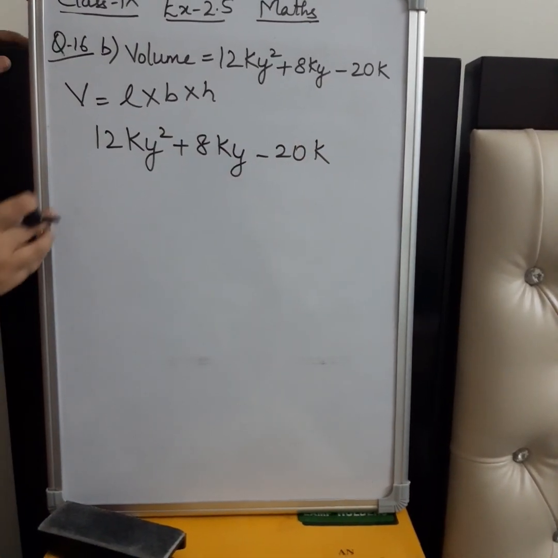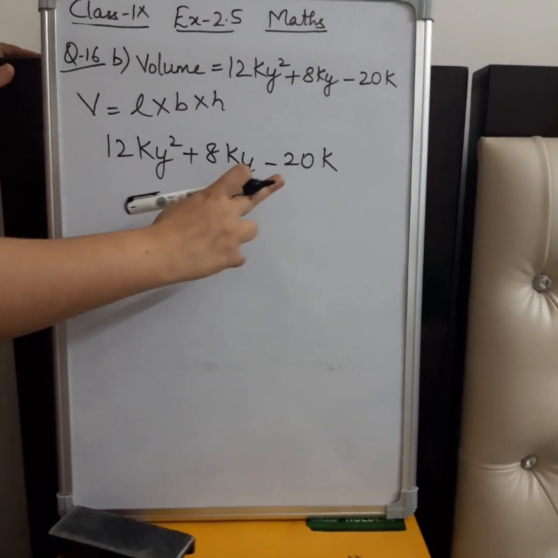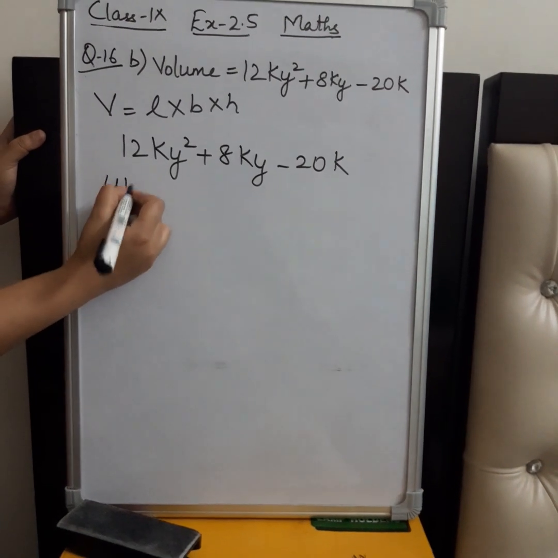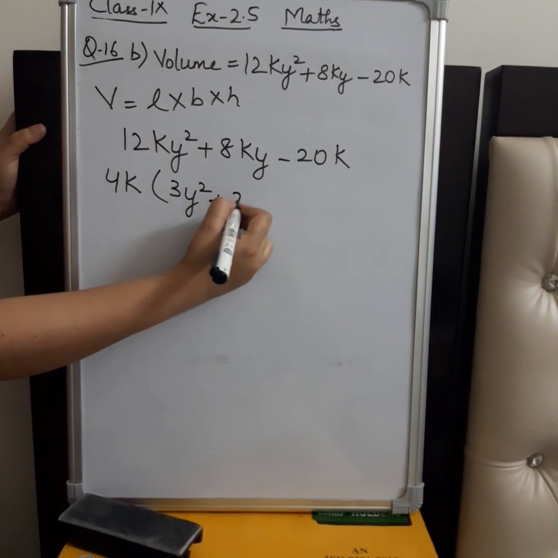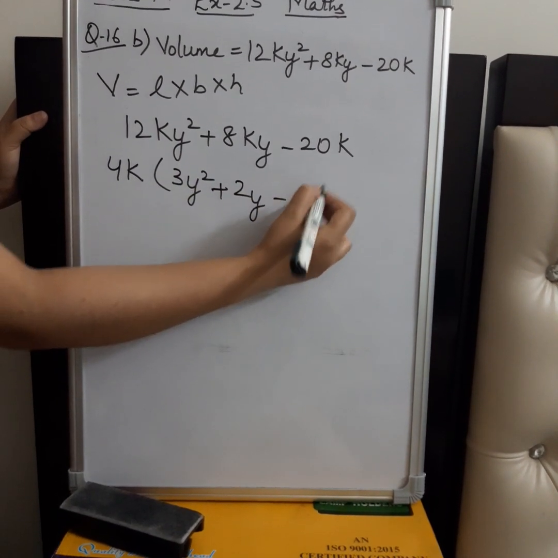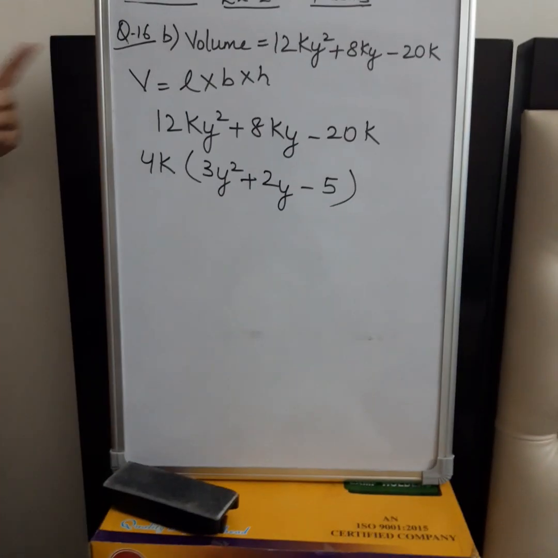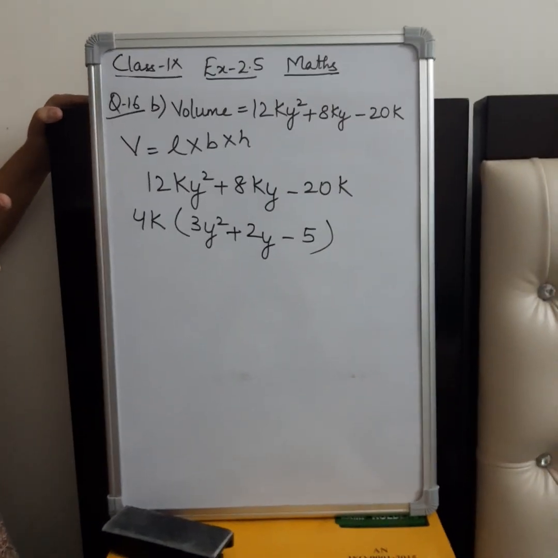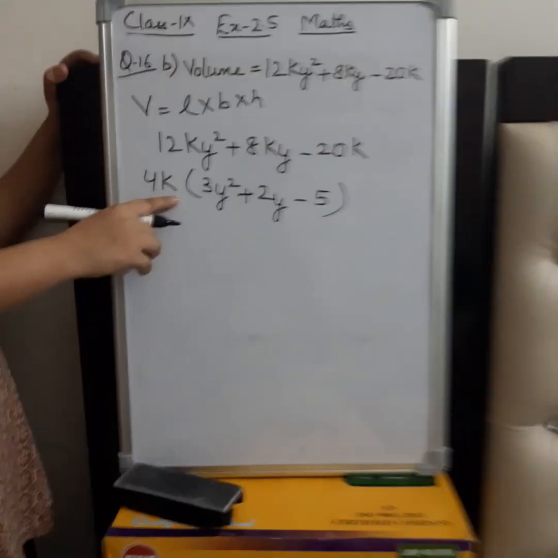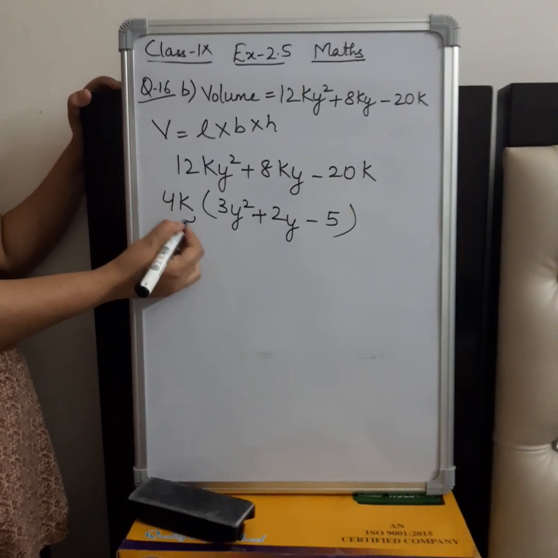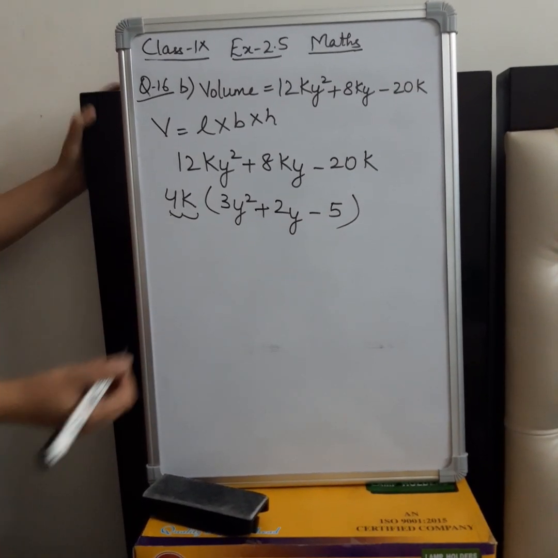This was the question. Now can I take something common? I can take 4 and k common. So let us take 4k common. Then what will be left? 3y square plus 2y minus 5. Now 4 and k are not two different things. As we have done in the A part, 3 and x were two different things because 3 is a constant and x is a variable. Here 4 and k both are constants. So it is considered as a single term, and this is quadratic, so we will get two terms from here.